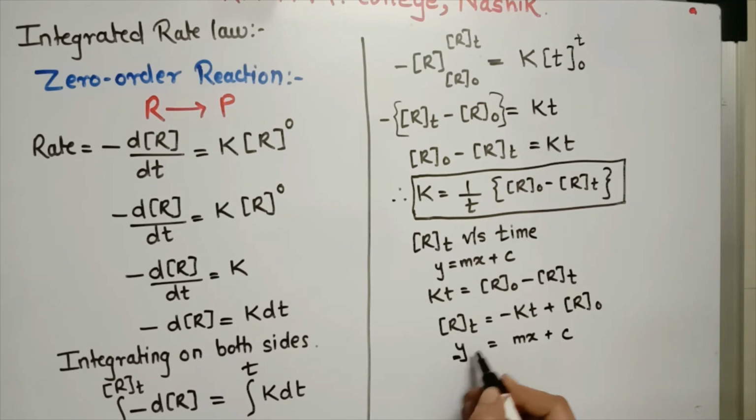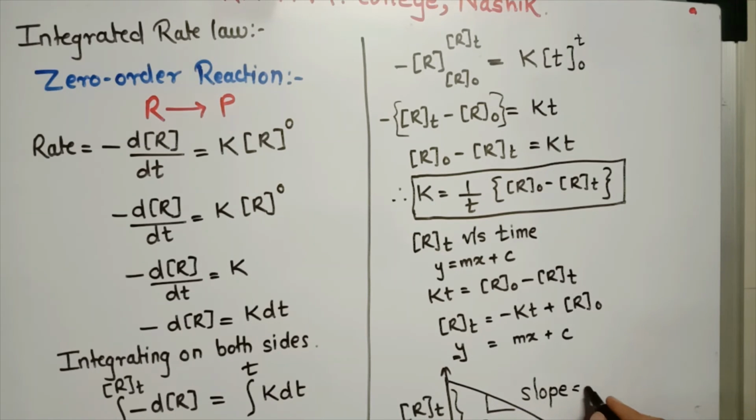So here y is RT, that means we will take on the y axis the concentration of R, that is reactant at time t, versus time. So this will be a straight line with negative slope, having some intercept. So this graph will be like this. This intercept will be equal to R0 and the slope will be equal to minus K.